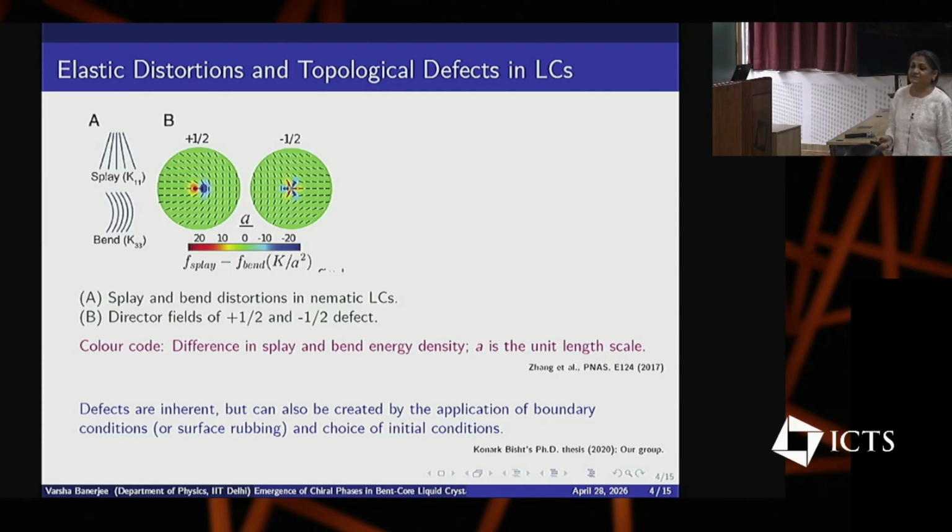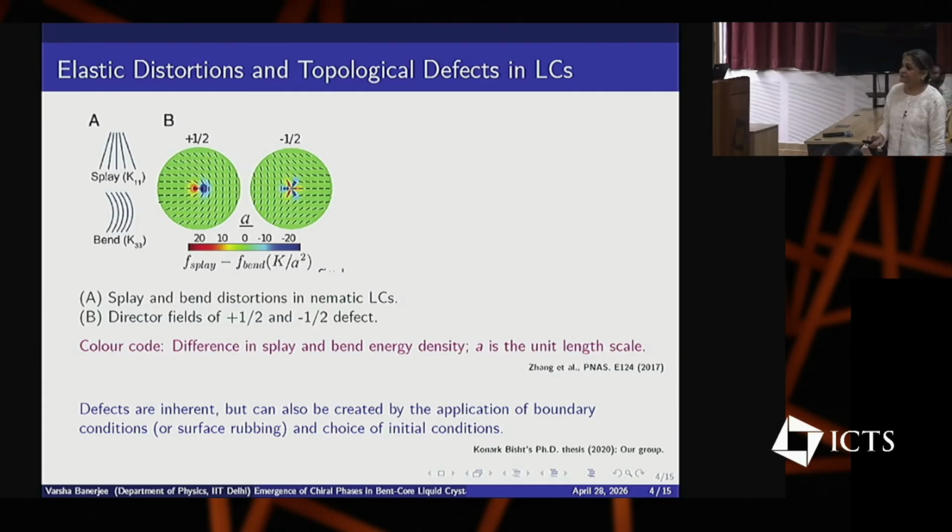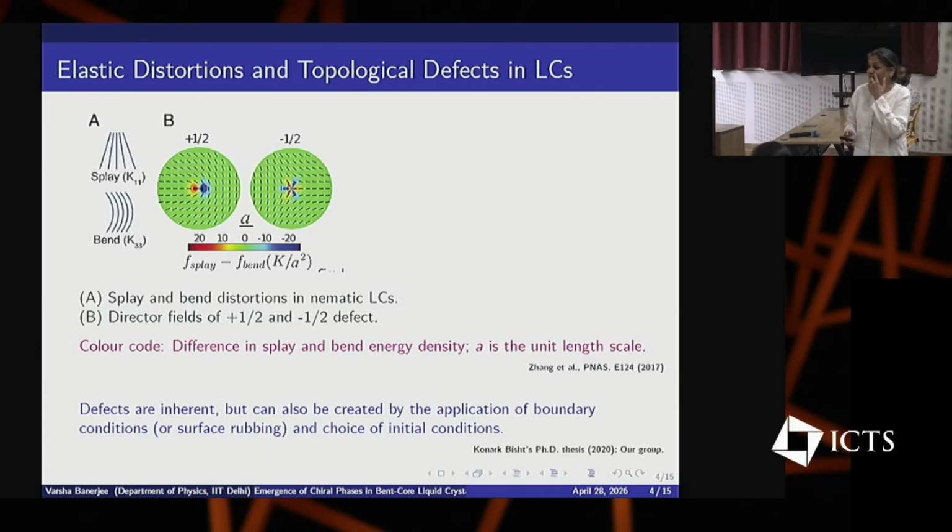Since they are topological defects, they have charges. That's a defect with a charge plus half, and that's a defect with a charge minus half. They are formed by this combination of splay and bend. They are inherent, but they can also be created by applying boundary conditions, which is just simple rubbing of the surface, and by a variety of choices of initial conditions. And one of our students had done a lot of work on these issues here.